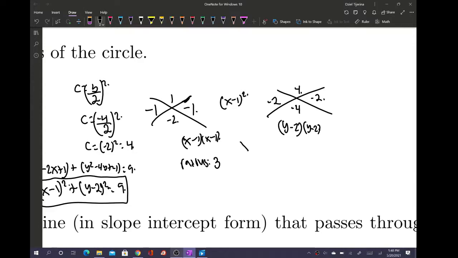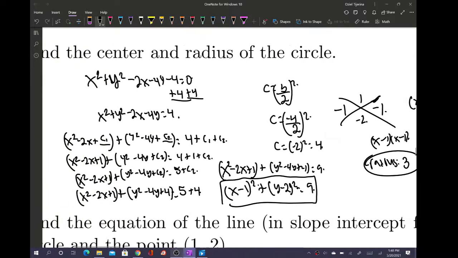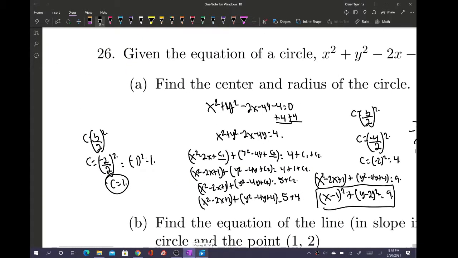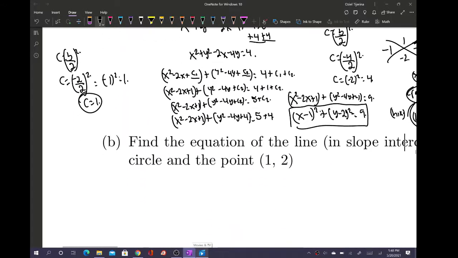So basically we have (x - 1)² + (y - 2)² = 3². This is the radius, so the radius is 3, and the center is (h, k), so it's (1, 2). This is the center, right? So that's basically what the problem is asking us to find.